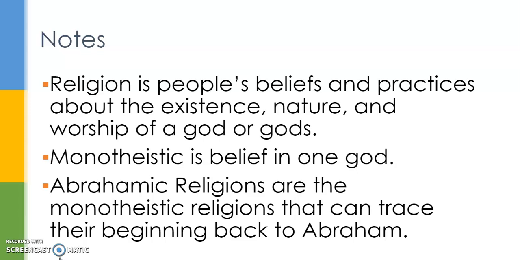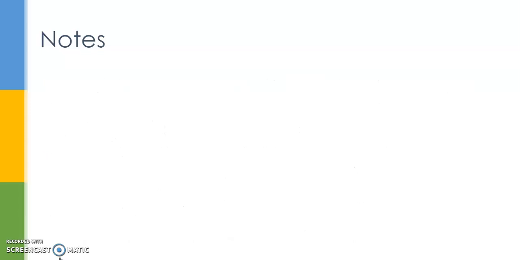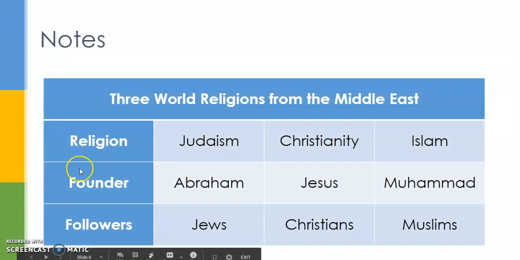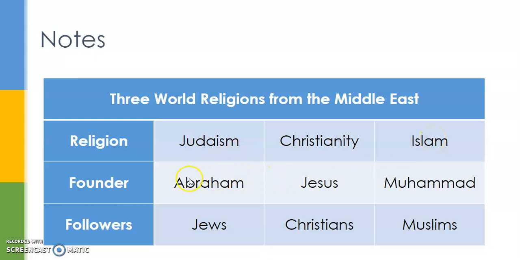And these three religions are Judaism, Christianity, and Islam. And you should be filling this in your notes. And you can get this information here from the slide. Here are their founders. All of them trace their origin back to this man named Abraham. And this is what the followers are called.